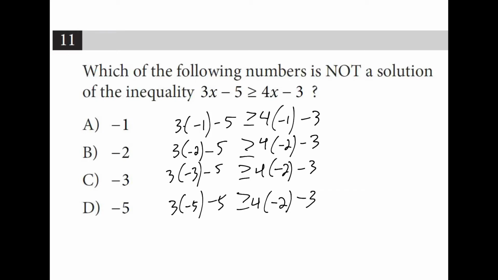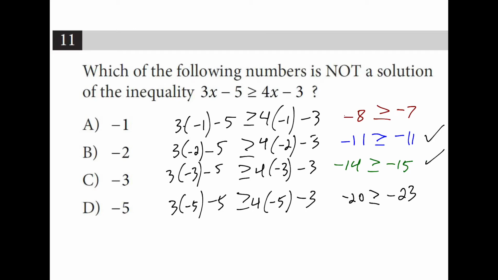Negative 3 minus 5 is negative 8, which is not bigger than negative 7. 6 minus 5 is 1, which is bigger than negative 11. Negative 9 minus 5 is negative 14, which is not bigger than negative 11. For a problem like this, just plug them in and see which ones are true. And it turns out 3 of these are true statements. The only one that is not is A.